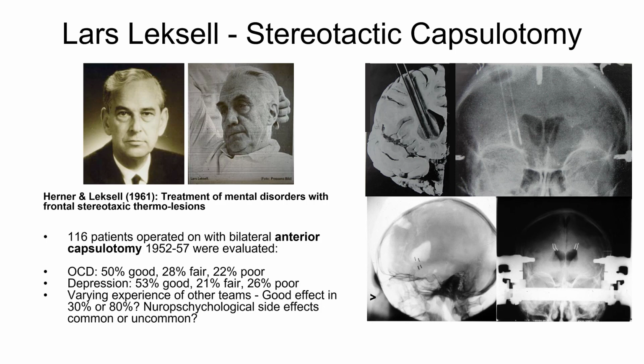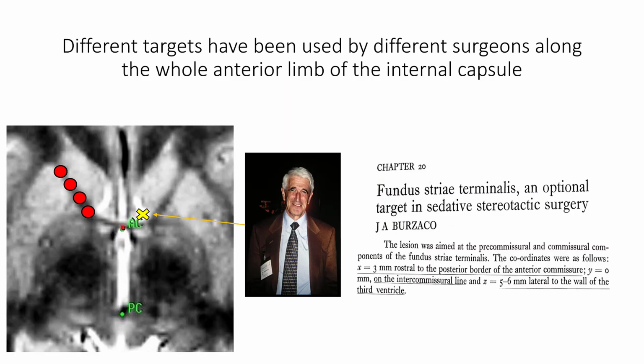Concerning the results, these were reported in '61 in 116 patients, and 50% of the patients were said to have a good outcome. Other groups have presented quite varying outcomes, some with very good outcome and few side effects, while others have not been so fortunate. It is likely that this is to some extent due to differences in the size and location of the lesions, since capsulotomies were mostly done during the pre-MRI era, when the target structure could not be identified with any certainty. Different locations along the whole anterior limb of the internal capsule were targeted.